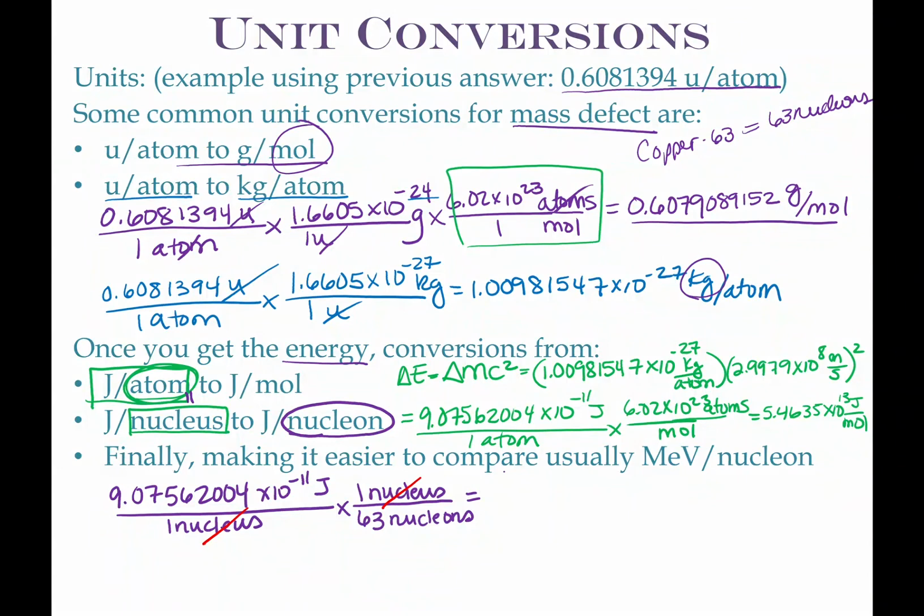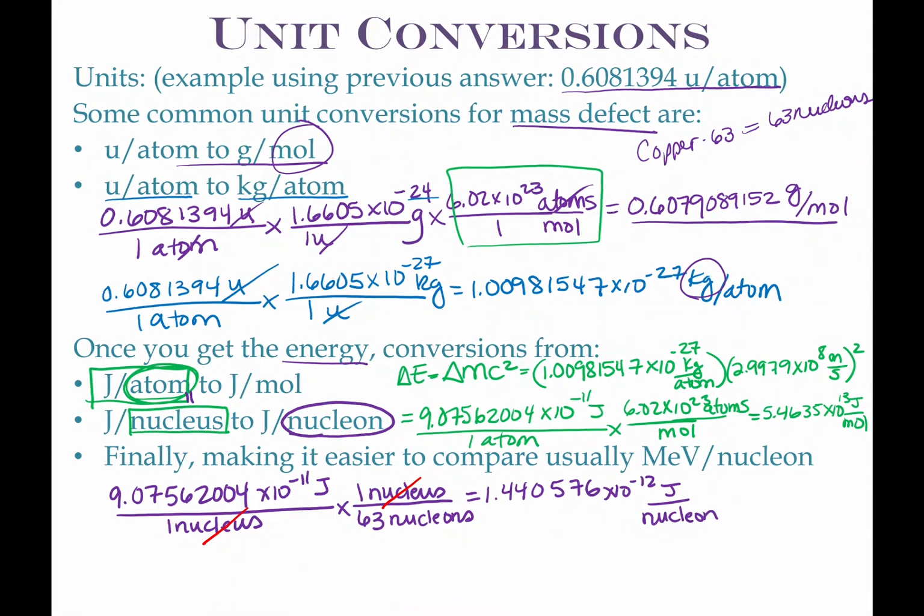And we could grab that number real quick. It's not going to be our final answer usually. 1.44057, I'm just going to round it, 6 times 10 to the negative 12th. And this is joules per nucleon.